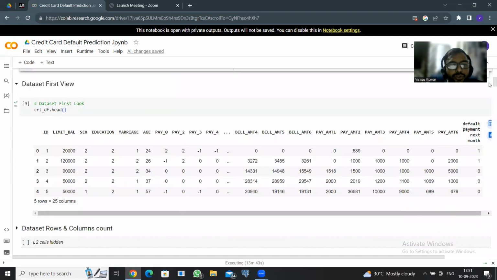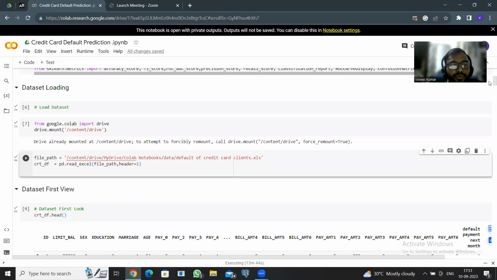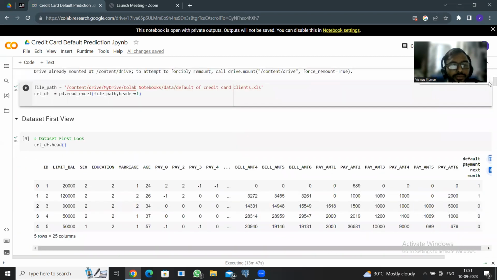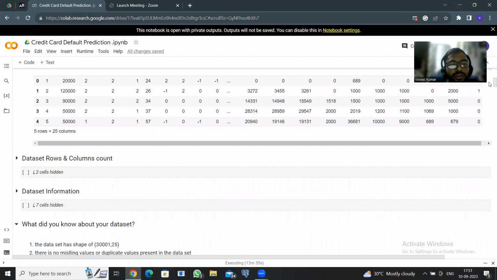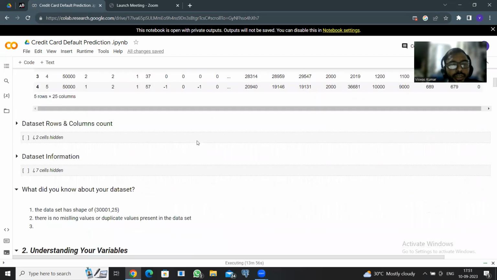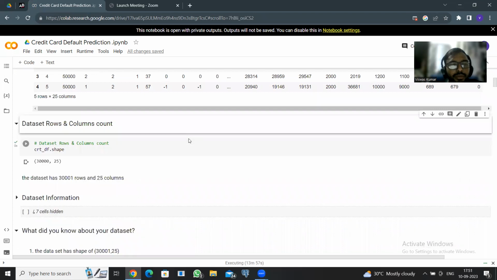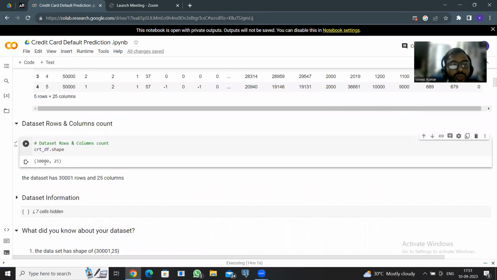So here is the first view of our data set, which includes 25 columns, 25 features. In that, the dependent variable is default or non-default. Here is the row and column shape of the data frame. We have 3000 rows and 25 columns.